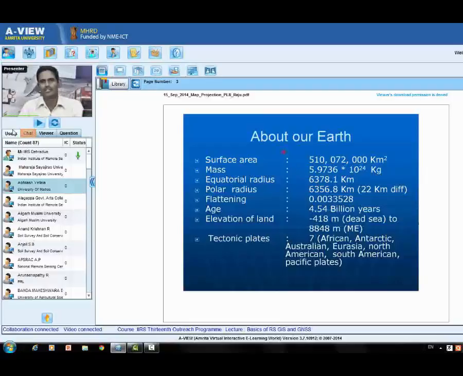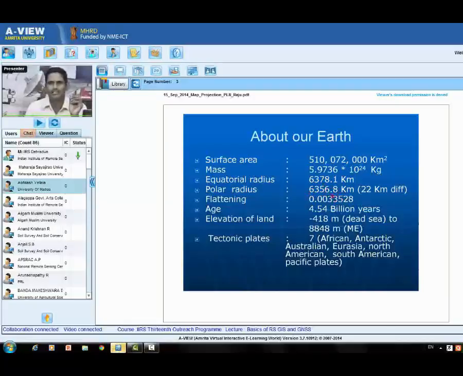So it is also important that you should know how the Earth is. The Earth's surface area is around 510 million square kilometers, and the mass is 5.97 × 10^24 kg. The important thing to notice is the equatorial radius, 6378 kilometers, and the polar radius, the vertical radius, which is 6356.